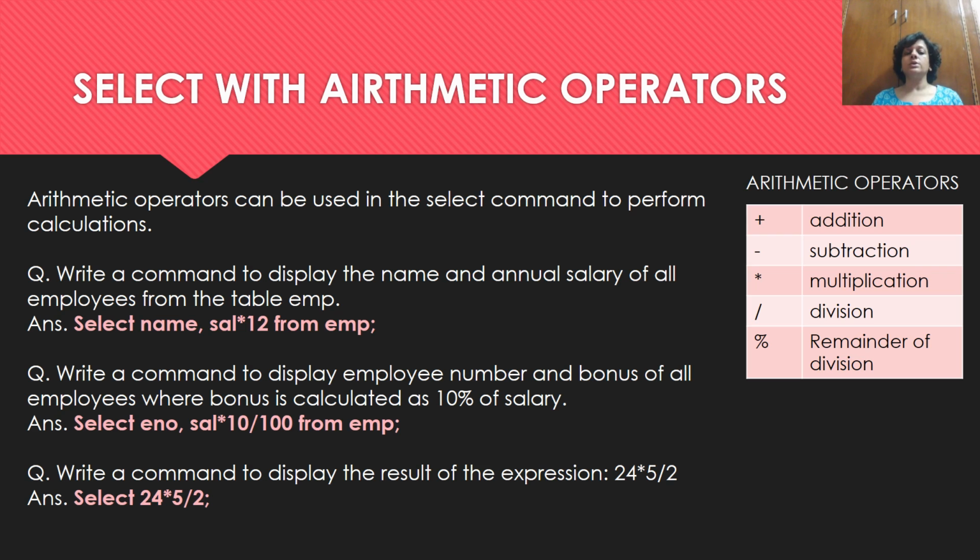Arithmetic operators can also be used in the select command to perform calculations. Now write a command to display the name and annual salary of all employees from the table M. The answer would be select name, sal * 12 from M. To write a command to display employee number and bonus of all employees where bonus is calculated as 10% of salary, the command will be select eno, sal * 10 / 100 from M.